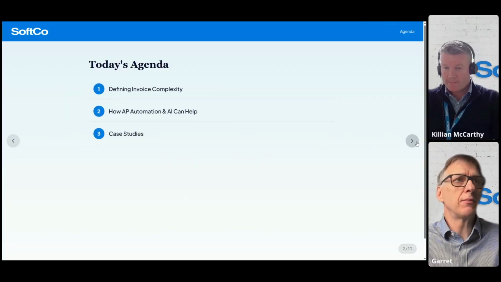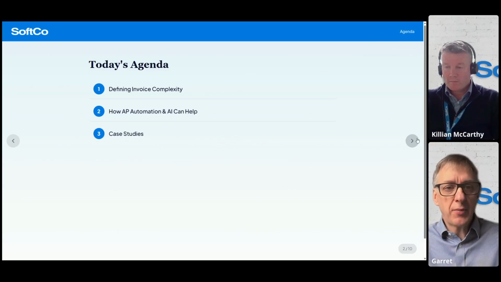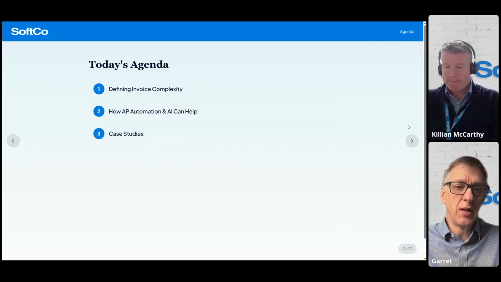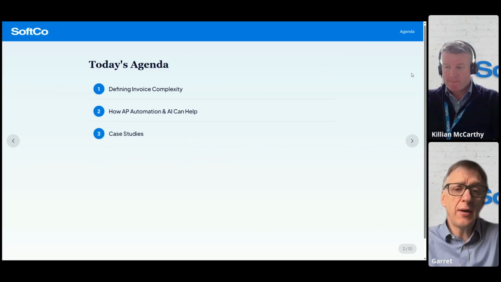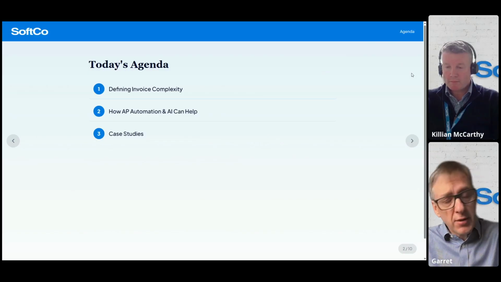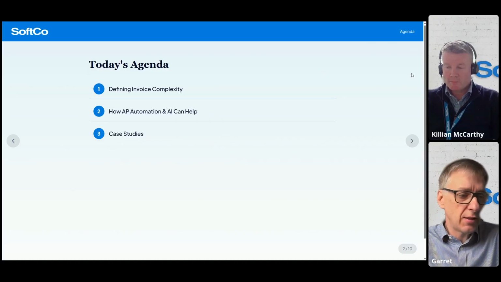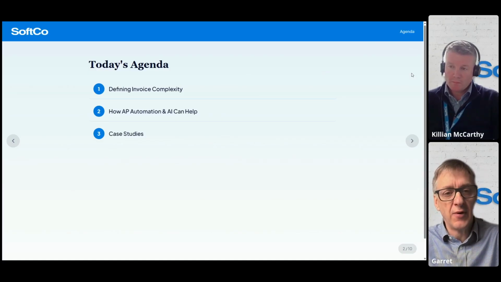Okay, so the agenda for today is really quite simple. What we said we're going to do is explain how we believe you can best automate complex invoices. So we'll start by giving you some of the areas that we see that lead to complexity in invoice processing in the accounts payable world. We'll talk a bit about that, and then really get into the detail of how AP automation in general, and also with the advent of AI, has shifted everything significantly in terms of what it can do.